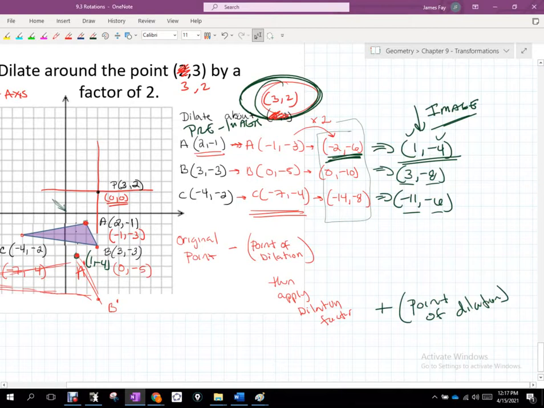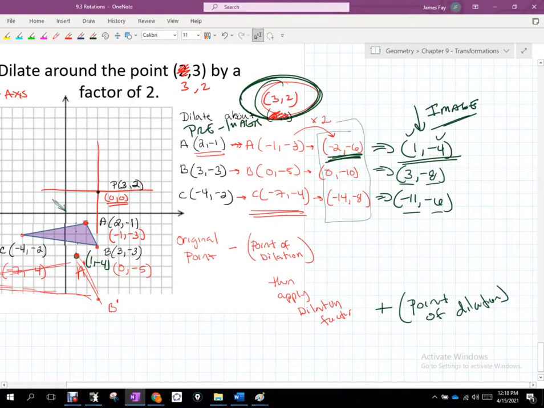If I didn't have this tool here, I'd have to have a new rule of what do I multiply by if I want to dilate around 3, 2. What do I multiply by if I want to dilate around 5, 2? What do I multiply by if I want to dilate around 7, 2? Okay, so if I didn't have this tool, I'd have an infinite number of rules that I would have to know to dilate around any point possible. Does that make sense? If we use this approach here, it allows me to use the rule about dilating about the origin, and that's it. Okay, but I have to subtract that point of dilation out and then add it back in.